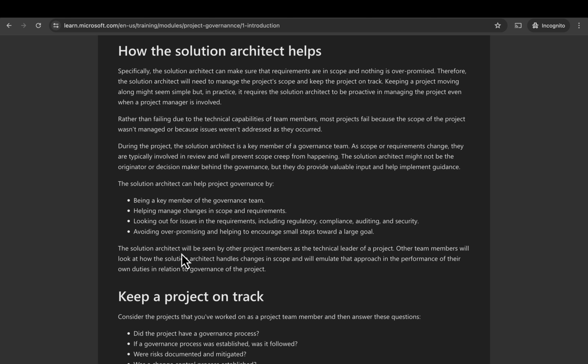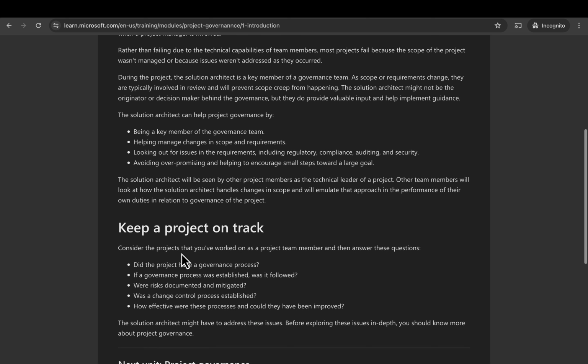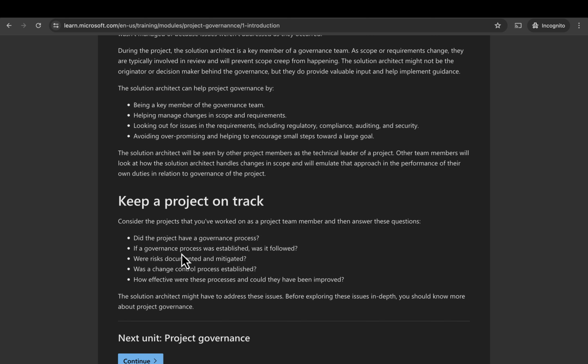Keeping a project moving along might seem simple, but in practice, it requires the solution architect to be proactive in managing the project, even when a project manager is involved. Rather than failing due to the technical capabilities of team members, most projects fail because the scope of the project wasn't managed or because issues weren't addressed as they occurred. During the project, the solution architect is a key member of a governance team. As scope or requirements change, they are typically involved in review and will prevent scope creep from happening.